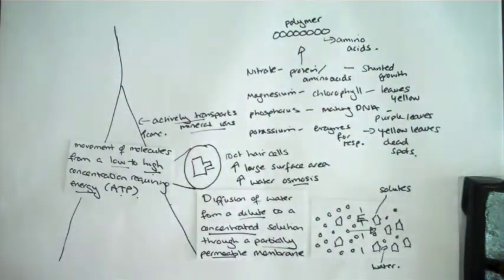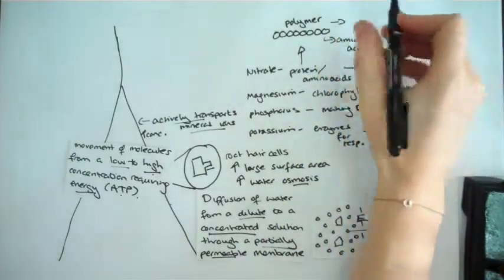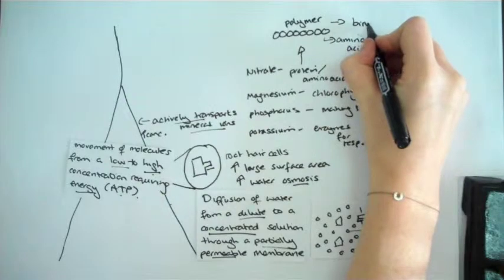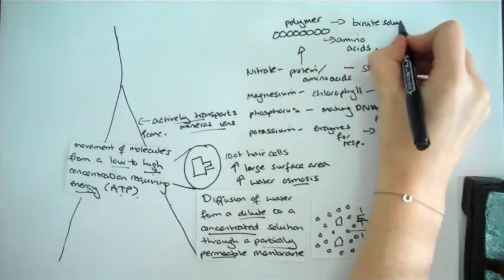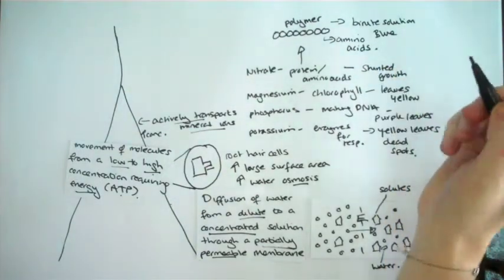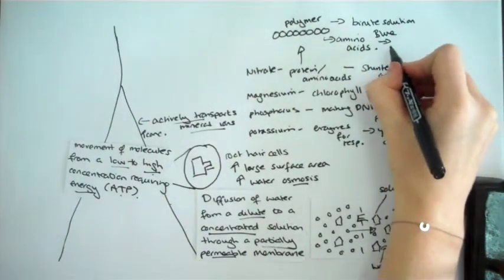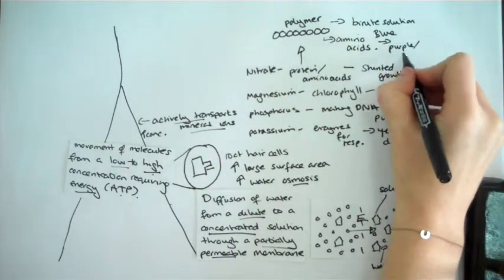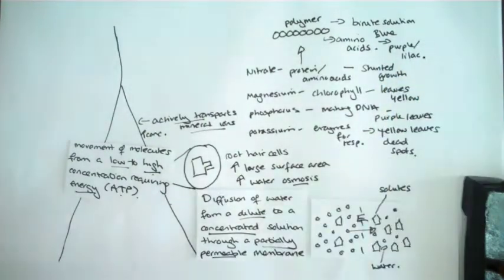Now, the other thing that you might need to be able to say about protein is how you might test for it. And we test for protein, if you remember, using biuret solution. A biuret solution is blue, but if there's a protein present, there will be a colour change to purple, or you may say lilac. Okay, so that's our proteins.